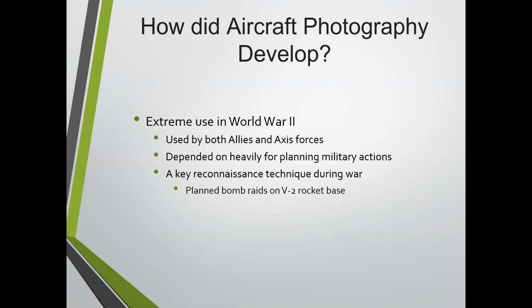And then they planned things like the raids on the V2 rocket base. The V2s were the rockets that the Germans had developed, and they could reach England easily. So they planned raids in those areas, and also on other types of munitions within the German occupied area. Dam locations, major parts in the cities, anything that they could target, they could find through that reconnaissance.